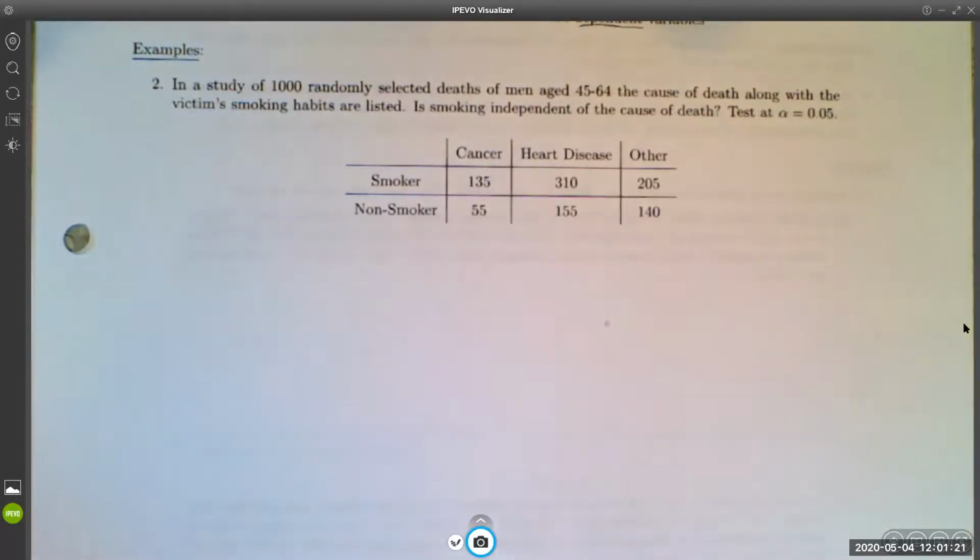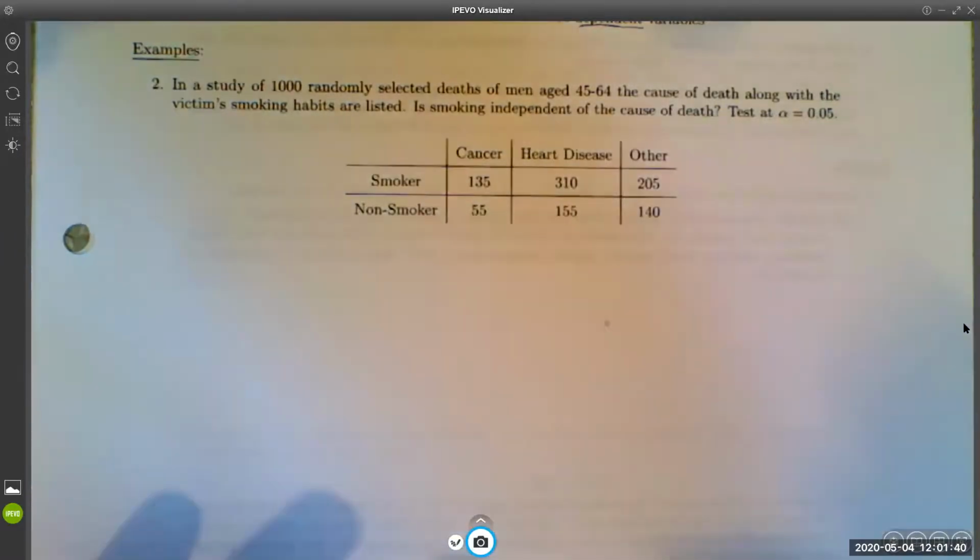So example 2 says, in a study of 1,000 randomly selected deaths of men aged 45 to 64, the cause of death, along with the victim's smoking habits, are listed. Is smoking independent of cause of death? Test at the 0.05 level of significance.